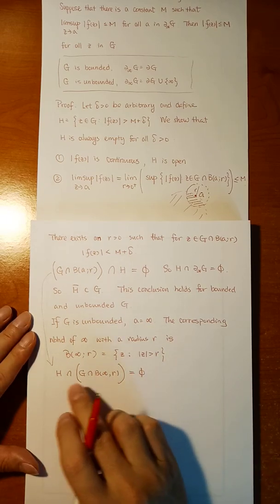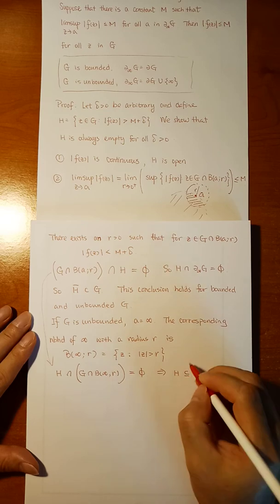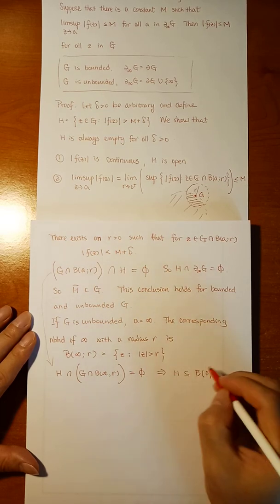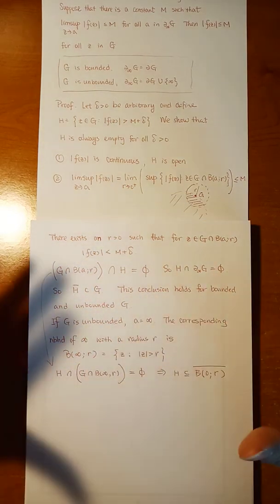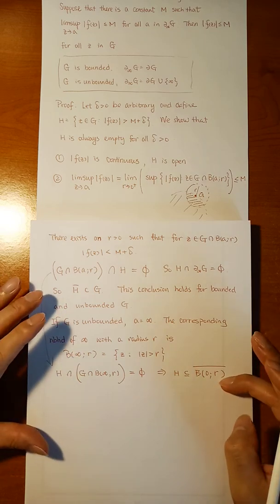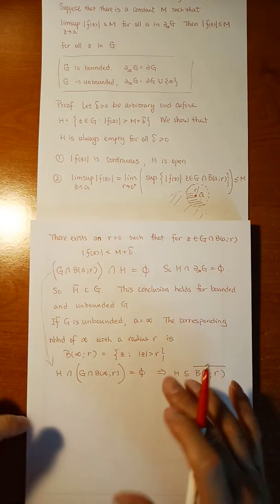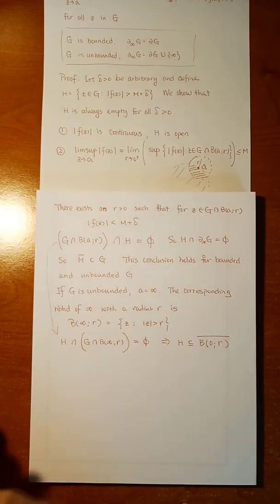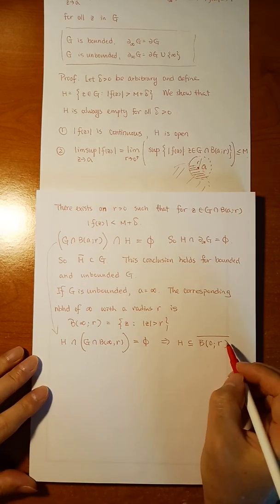So this implies H is totally contained in the ball centered at the origin with radius r. This is outside of the closed disk, and here is inside the closed disk. Because the intersection is empty, H is totally contained inside the closed disk.